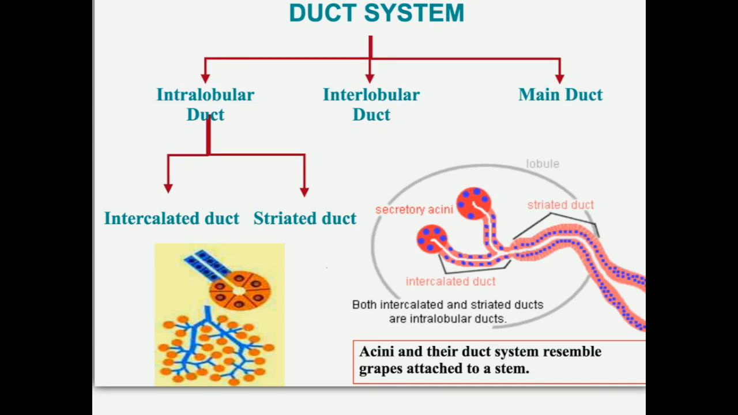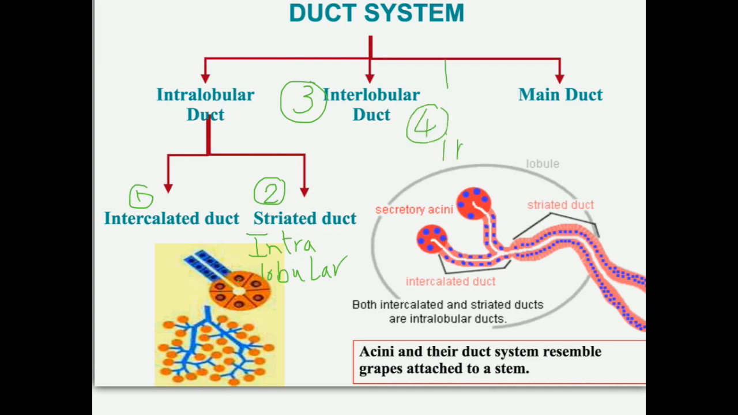As regards the duct system in the major salivary glands, we have 5 ducts. Number 1, the intercalated duct, which is present in between the secretory cells. This is the first duct. Then we have the striated or intralobular duct. And then we have in between the lobules, the interlobular duct, and then in between the lobes, the interlobar duct, and finally we have the main duct.